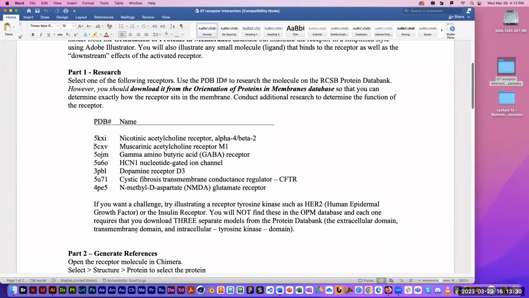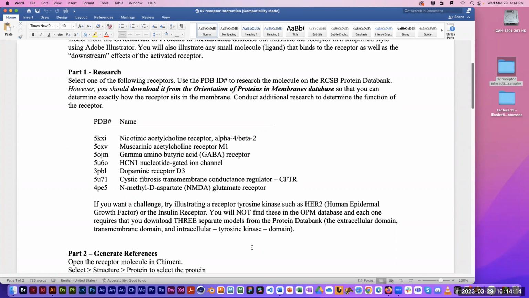The problem with these is that you're not going to find just one protein data bank file for them, because to my knowledge, nobody has ever solved the entire structure of a receptor tyrosine kinase all in one model. Now they've solved the extracellular domain, they've solved the transmembrane domain, and they've solved the intracellular domain. But that would involve retrieving three different protein data bank files and then figuring out how they relate to one another. But feel free to do that if you want that extra little bit of a challenge.